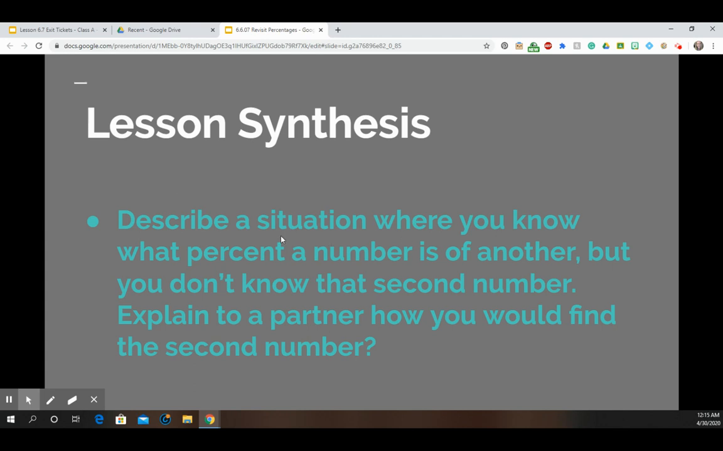Describe a situation where you know what percent of a number is of another, but you don't know that second number. Explain to a partner how you'd find that second number. So let's say you're thinking of, okay, I know that 25 is, let's make this really easy for ourselves, right? 25% of x. Okay, but I don't know what x is.